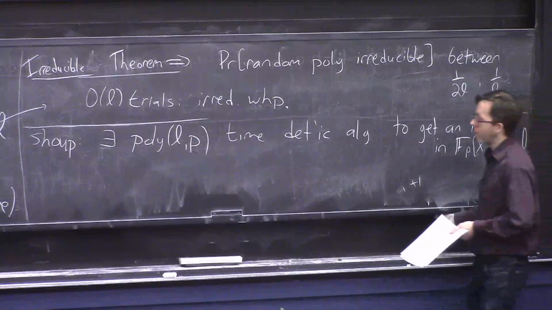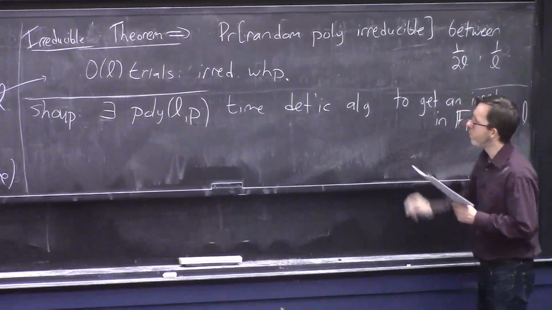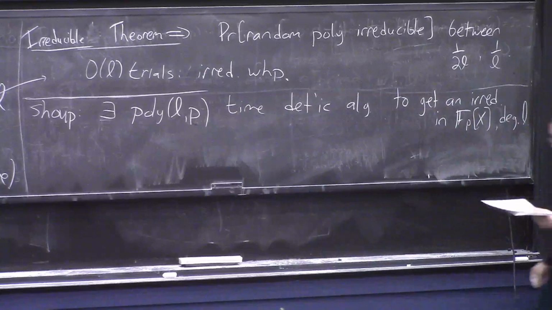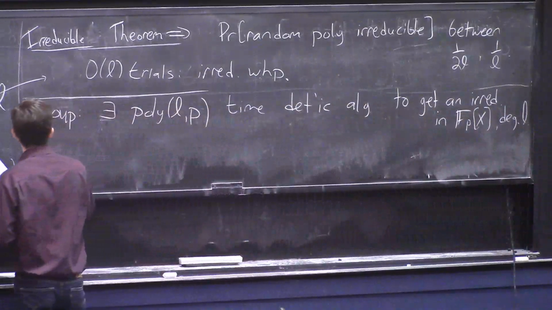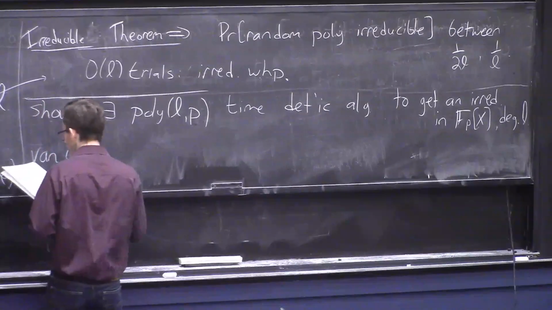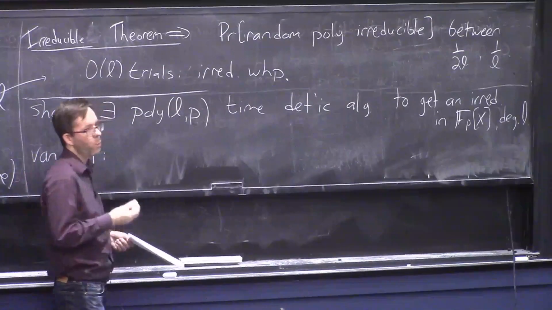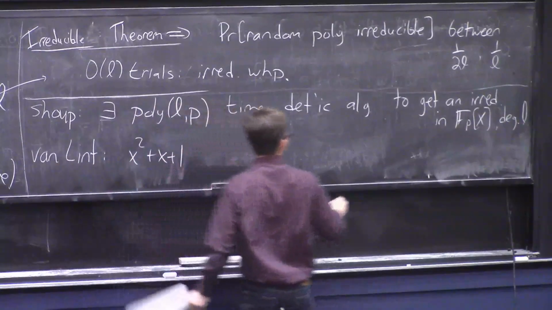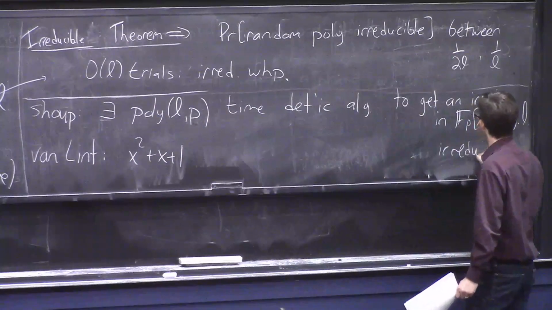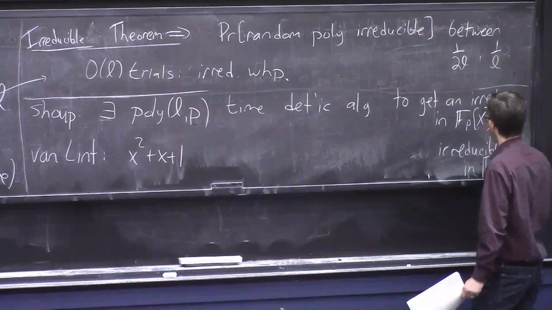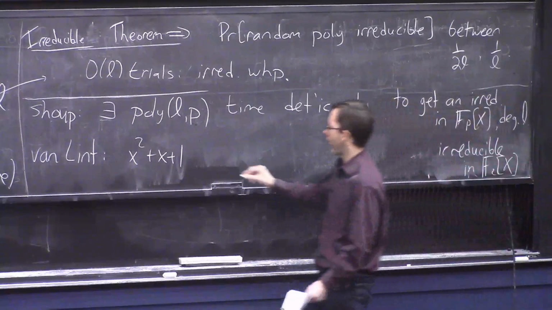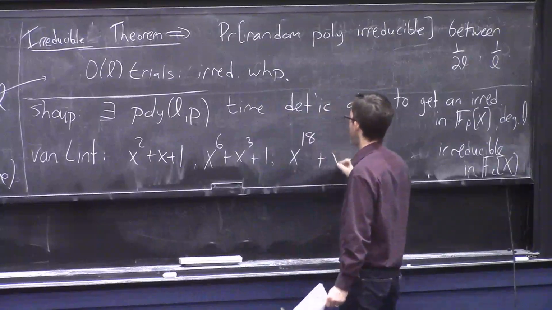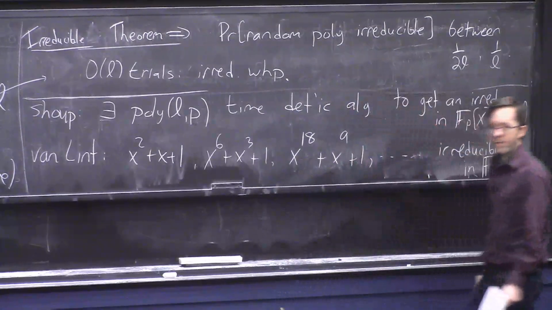Finally, let me just mention this last fact because I like it. If you're like, well, it's too complicated for me to go into Shoup's book and look up this algorithm, I wish it was even simpler, then you're kind of in luck. There's this theorem of Van Lint, which gives you super explicit irreducibles, but not of every degree, just 1/3 of the degrees. So Van Lint showed that x squared plus x plus 1 is irreducible mod 2. Let me just write this, irreducible in F2[x]. And also x to the 6th plus x cubed plus 1, and x to the 18 plus x to the 9 plus 1, etc.